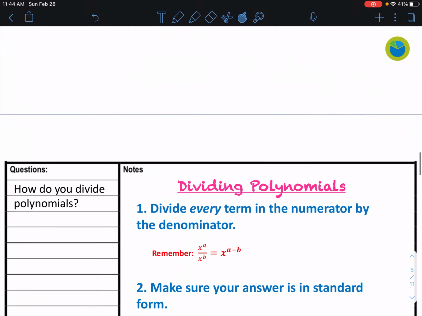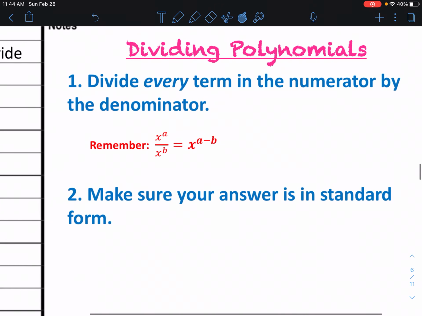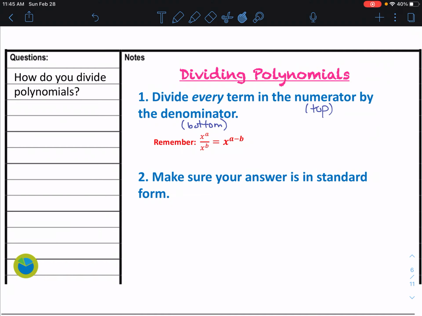So now, how do we divide polynomials? If I want to divide a polynomial, you're going to divide every term in the numerator, which in a fraction means whatever's on the top, by whatever's in the denominator, which is the bottom of the fraction. We're going to take everything in the top of the fraction and divide it by everything on the bottom, keeping our rule in mind. Then you make sure your answer is in standard form. And that's it. That's how you divide polynomials.